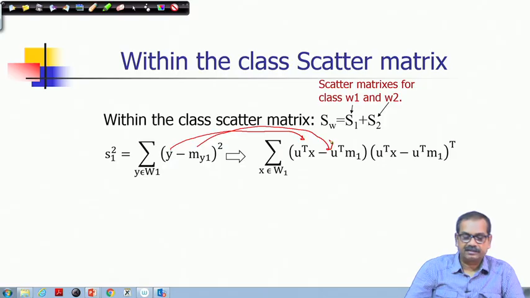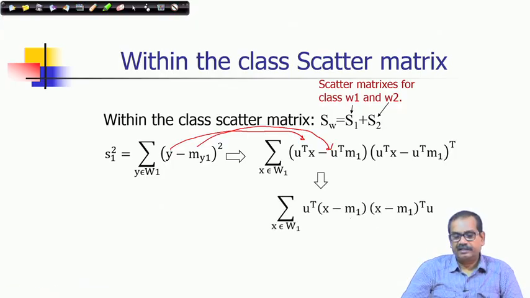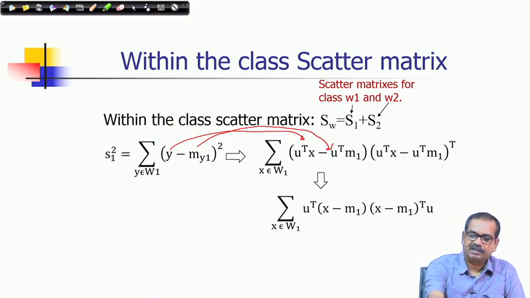So, this itself can be written as u transpose x minus u transpose M1 into u transpose x minus u transpose M1 transpose. So, we can simplify this algebraic form and write it in this form. You can note here that since it is one dimension, whether I put the transpose here or here does not matter. So, we have taken the convenient form for the sake of the final derivations.